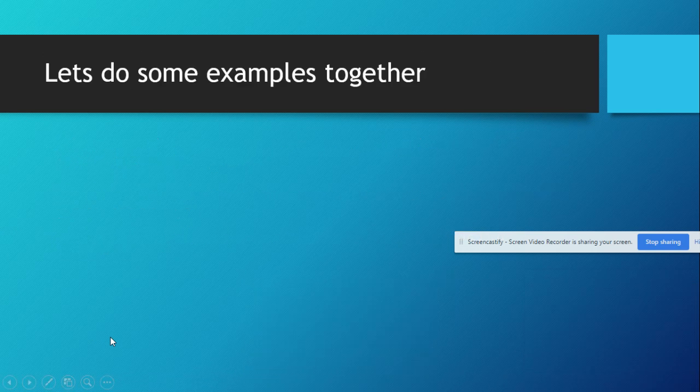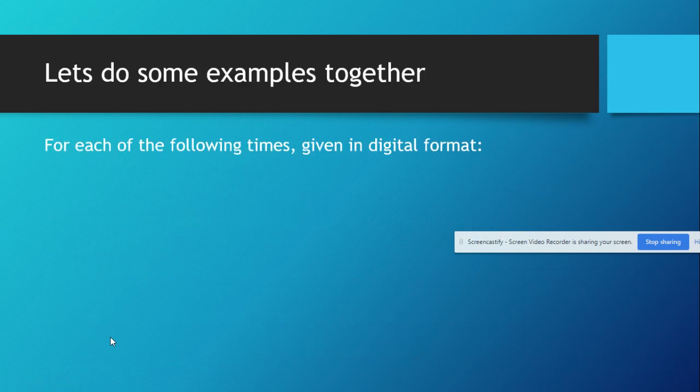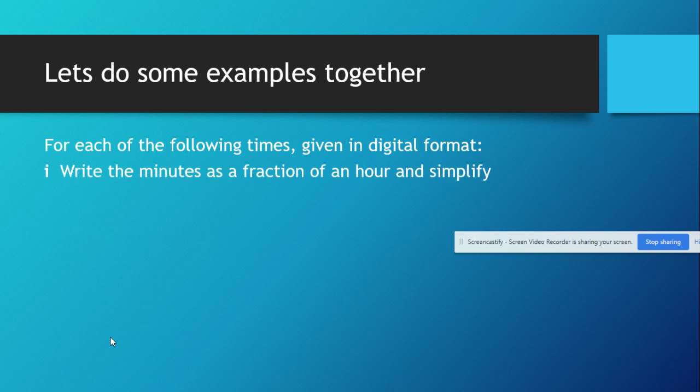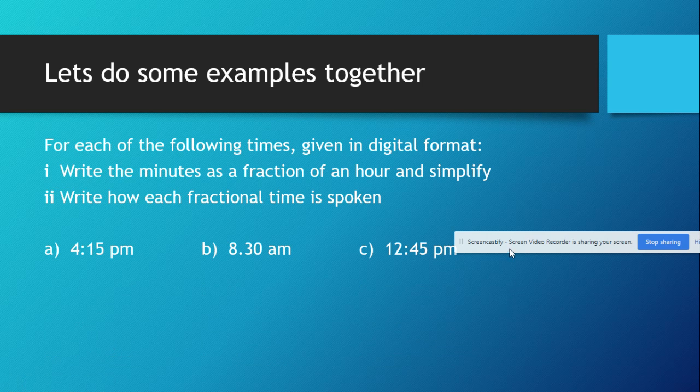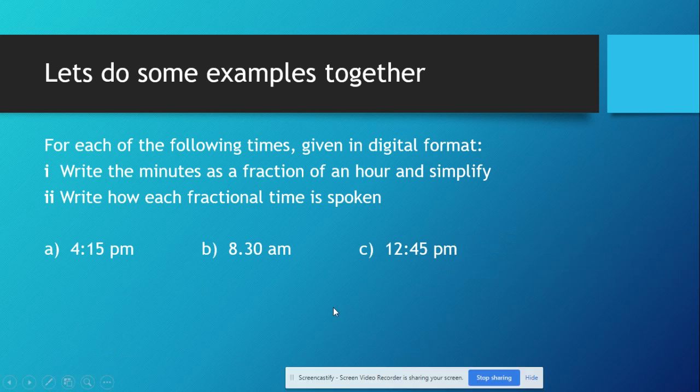Okay. Right. Write each of the following times given in digital format. First of all, write the numbers as a fraction of the hour, and then simplify. And then second of all, write how each fractional time is spoken. So I want you to do 4:15, 8:30, and 12:45. I want you to pause me. First of all, write them as a fraction of an hour like we spoke about and simplify it. Then I want you to talk about how each fractional time is spoken, how you would actually say it in words. Pause me and then come back when you are done.